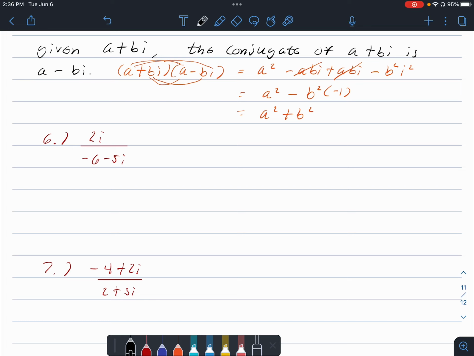We can do something very clever to this particular expression. We can multiply it by the conjugate of the denominator over itself. Okay, so let me show you here. First, let's take a look at the conjugate of the denominator. Let's find out what the conjugate of negative 6 minus 5i is.